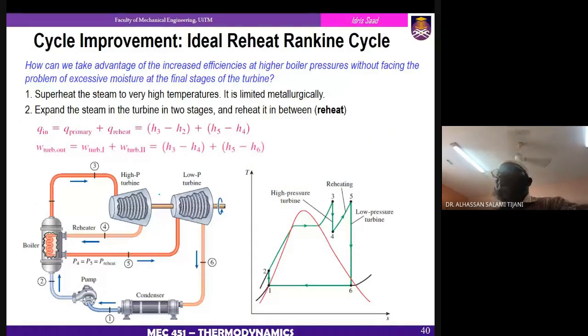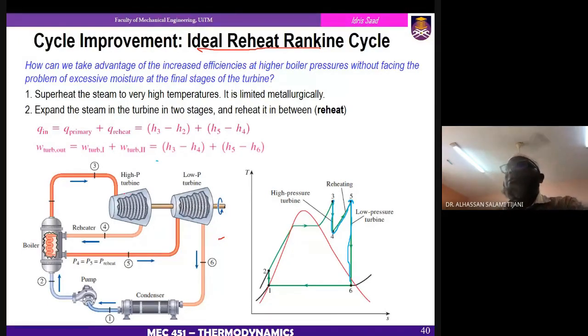Now we look at reheating. So when we say reheating, this is what we mean: first, we expand the fluid in the first turbine and then reheat it to a high temperature at constant pressure before it is expanded again. All right, so this is what we call the ideal reheat Rankine cycle. It's given by this diagram.